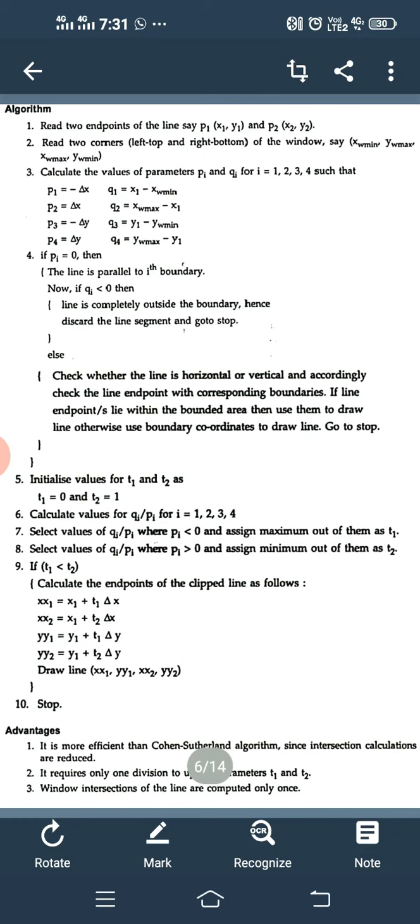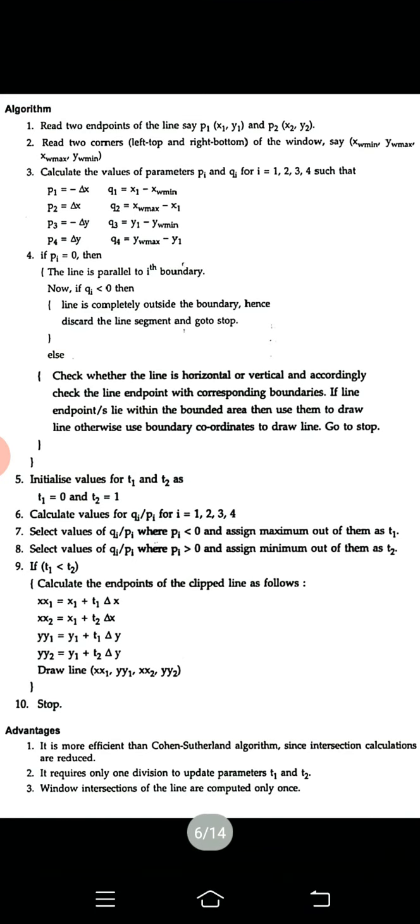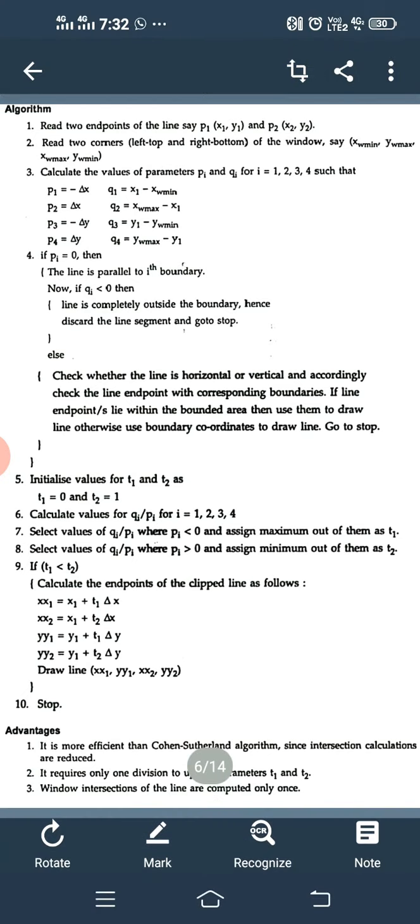The second case is the same, but with some changes. This time we have to take the values of qi and pi where the value of pi is positive. Again we get two different values, and this time we calculate the minimum of these two values and assign it as t2. So for negative values we always calculate the maximum for t1, and for positive values we take the minimum of these two values.